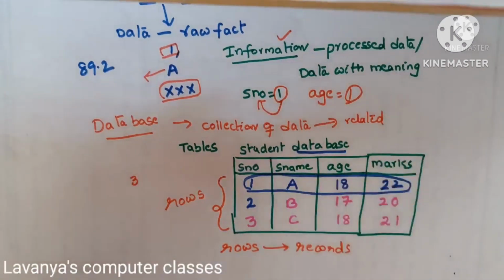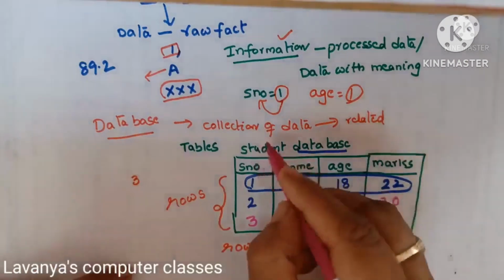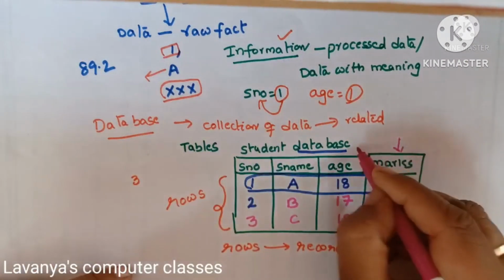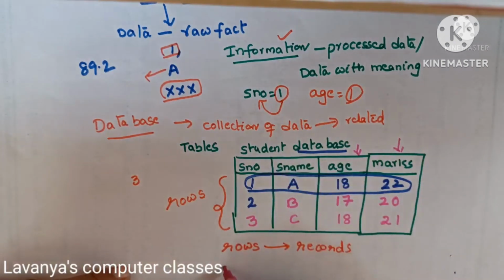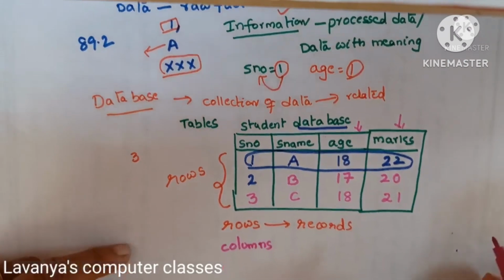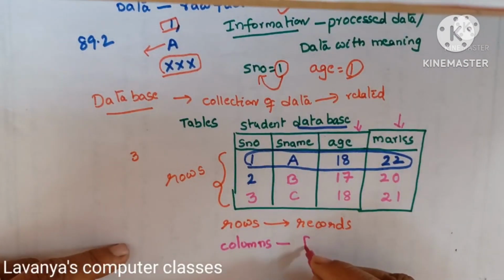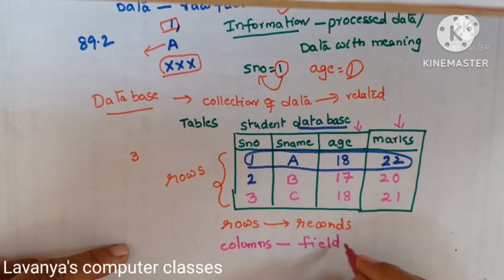Records. These vertical lines, what are the vertical lines? These are the vertical lines: marks, age, student name, serial number. The vertical lines are called columns. These columns are called fields.